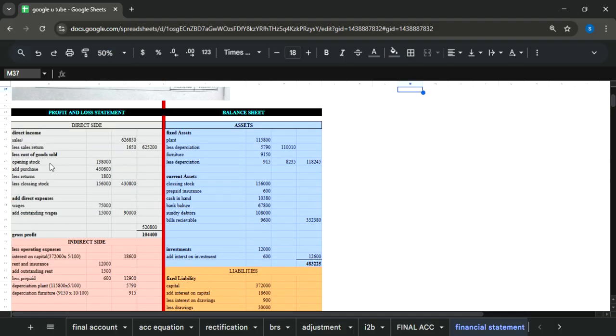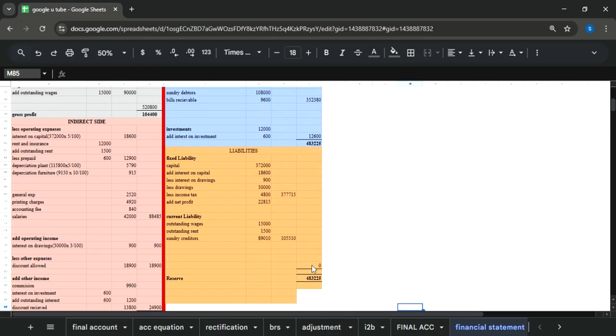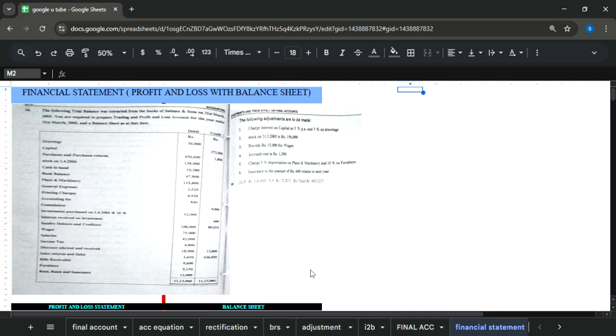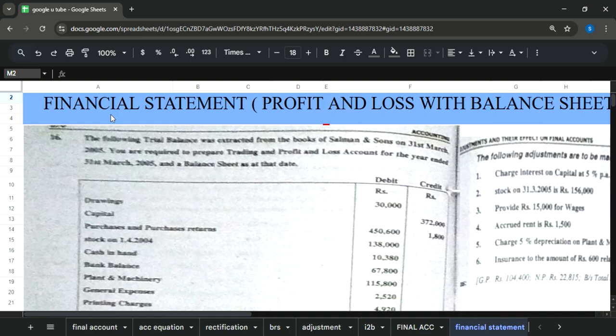This was your direct side. We have calculated your gross profit. This was your asset side, total of asset side. And then you have your indirect side, you have calculated net profit. Liability side, you have calculated your total of liability. All answers are matched with the answers given in your book. So in this way our question has been completed. But my humble request is to solve this question as many times as you can, because the more you will practice, the more understanding would be created. So question has been completed.